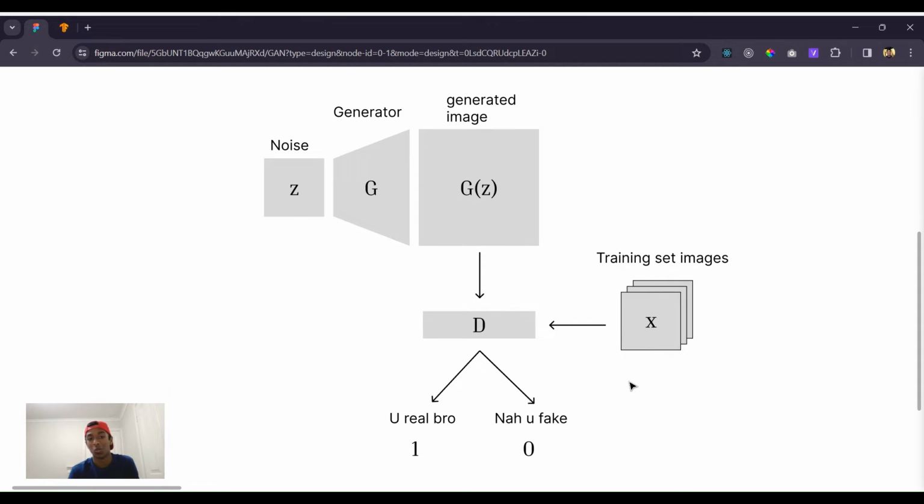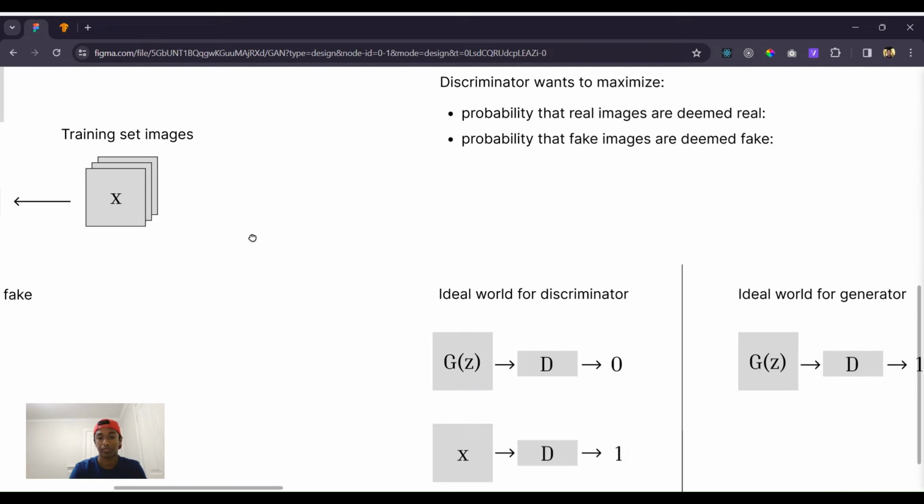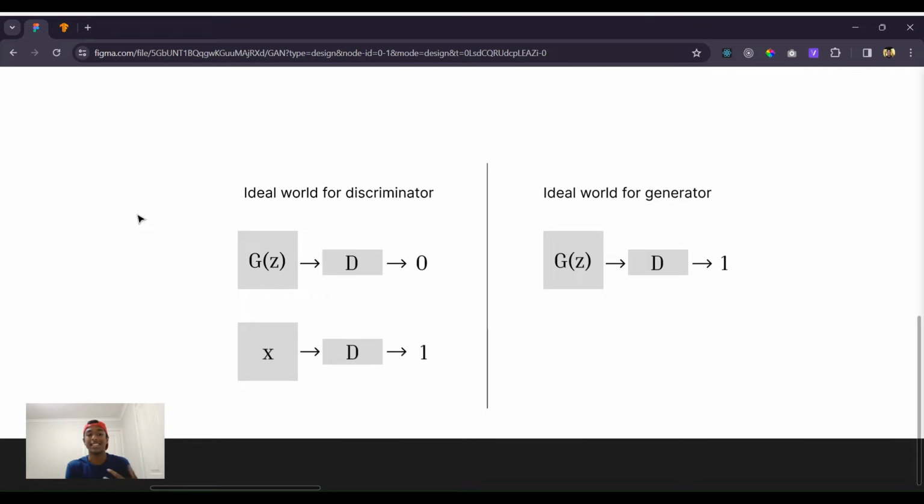Now, what does an ideal world look like for the discriminator, and what does an ideal world look like for the generator? If the generator were to win in this competition, what would that look like? And if the discriminator were to win in this competition, what would that look like? Let's take a look at that. So in an ideal world for the discriminator, like discriminator heaven or something, given a generated image, the discriminator would want to output 0. And given an image from the training set, the discriminator would want to output 1. That's an ideal world for the discriminator. In this world, the discriminator is able to accurately distinguish between real and generated images.